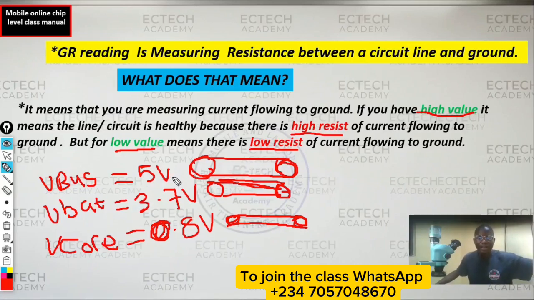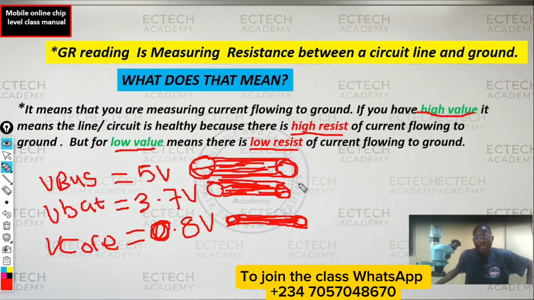You can't expect that the amount of current flowing here is the same as at 3.7 volts. It's not the same. You can't compare 3.7 volts to 0.8 volts. This means there will be a small current flowing inside this line, much current inside this line of 3.7 volts, and a big amount of current flowing in this line of 5 volts. Do you understand?